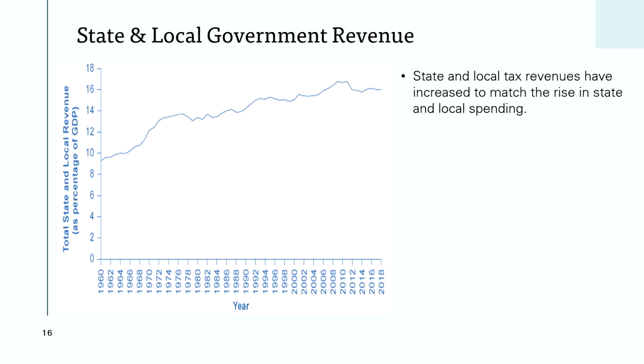To wrap up, state and local tax revenues have generally increased over time to keep pace with the rising cost of services they provide. By matching their revenue to their spending, these governments manage the local infrastructure and education system that we rely on every day.